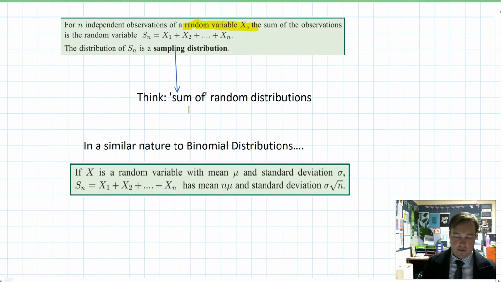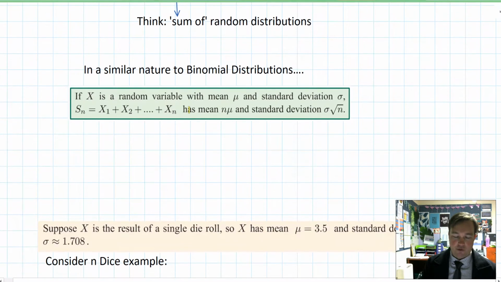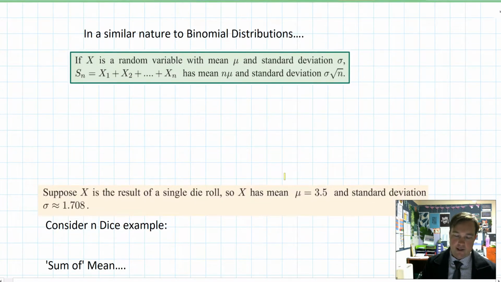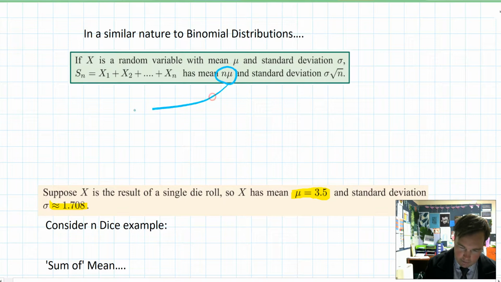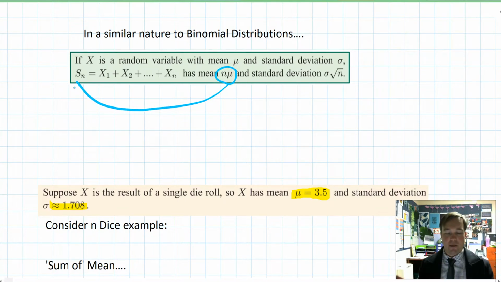So a very easy way to think of this is rolling a dice. If we roll one dice, it has a mean of 3.5 and a standard deviation of 1.78. If we roll 10 dice, then we would expect the mean to now be 35. And that's what this says here. The mean of the sum is n times the mean of each individual one. So if we're rolling 20 dice, we're thinking mean of 70.